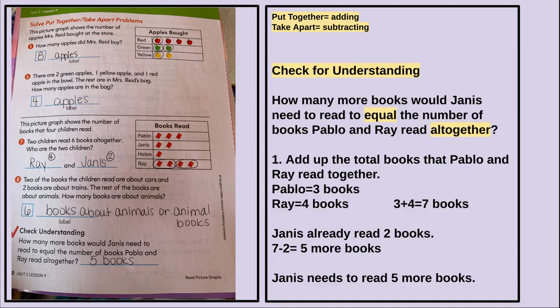Your check for understanding: how many more books would Janice need to read to equal the number of books Pablo and Ray read all together? Equal means the same, and all together means that you're adding up. So you're going to add the total books that Pablo and Ray read. Pablo read 3 books, Ray read 4, and together they read 7 books. Janice already read 2 books. How many more does she need to read? So 7 minus 2 equals 5 more books. Janice needs to read 5 more books.